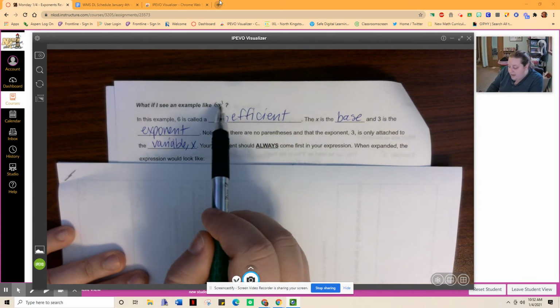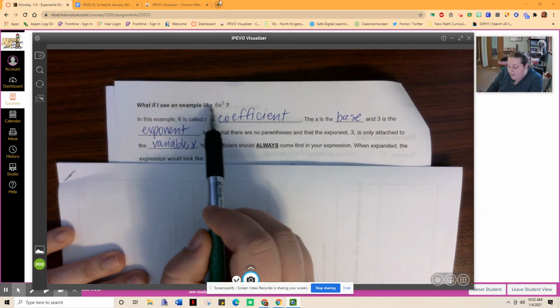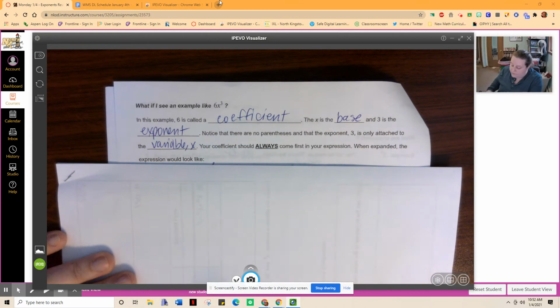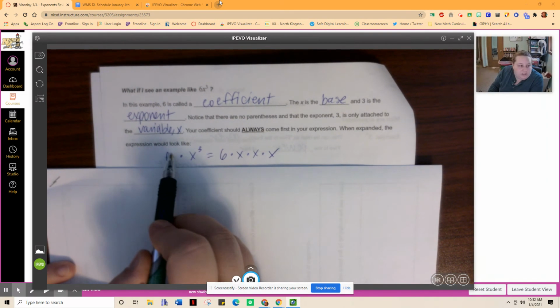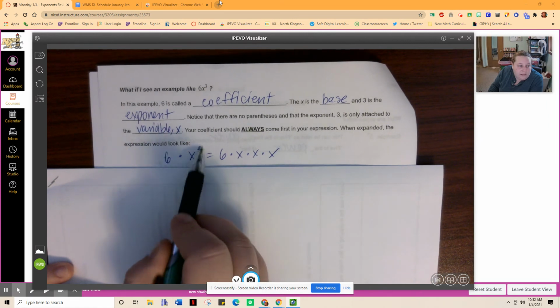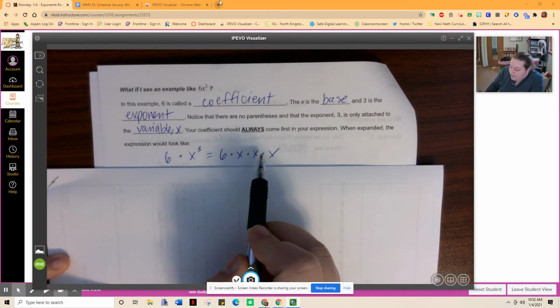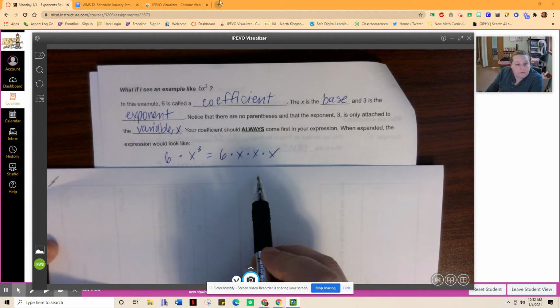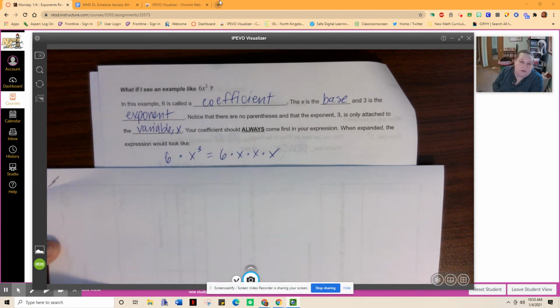So the importance of this is that since the 3 is only attached to the x, that means you would only multiply x by itself 3 times. And that means you would multiply it by 6 once. So if you were to expand it out, what this expression is saying is they want you to do 6 times the product of x to the third, or 6 times x times x times x. So the x is written out 3 times, but 6 is only written out once, okay?